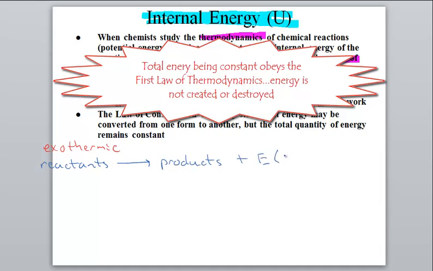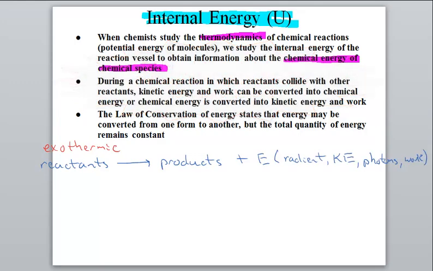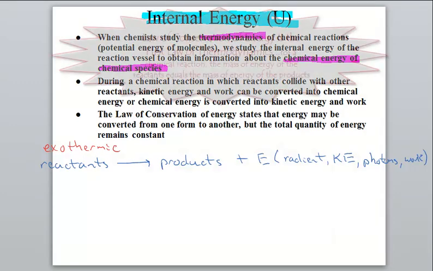It could be radiant energy, kinetic energy, photons, work, lots of different types. For endothermic reactions, the reactants are taking energy from the surroundings. So in the net energy change, energy is flowing into the system. So we could write our chemical reaction with the reactants having the energy on that side of the equation.